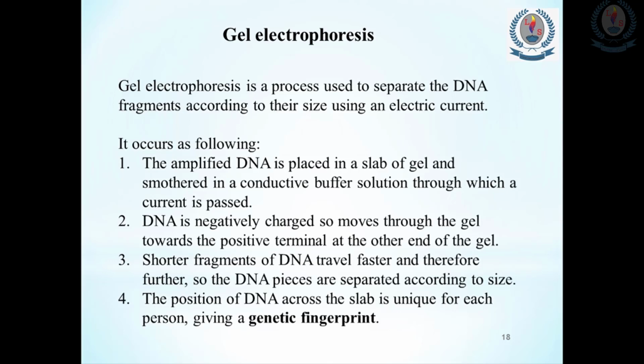So basically, gel electrophoresis is a process used to separate DNA fragments according to their size using an electrical current. So these are the steps. First of all, the amplified DNA is placed in a slab of gel smothered in a conductive buffer solution through which a current is passed. Then after, we all know DNA is negatively charged. So DNA is attracted towards the positively charged anode. Shorter fragments of the DNA travel much faster than the bigger fragments. So the position of DNA across the slab is unique for each person. So this is simply called the genetic fingerprint.